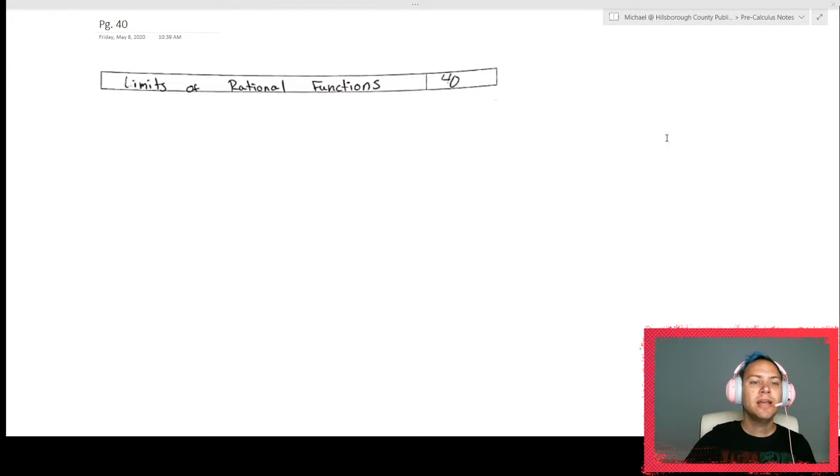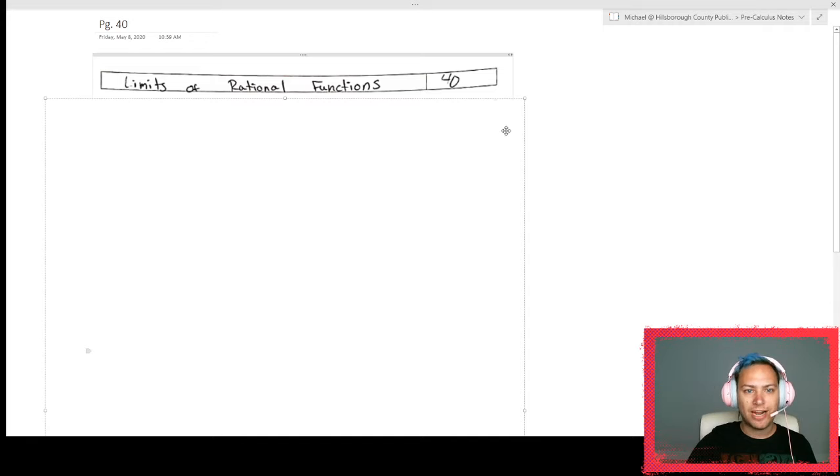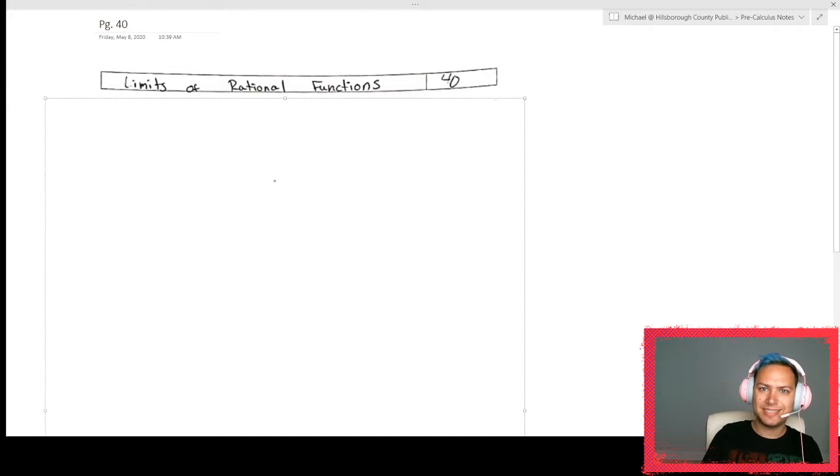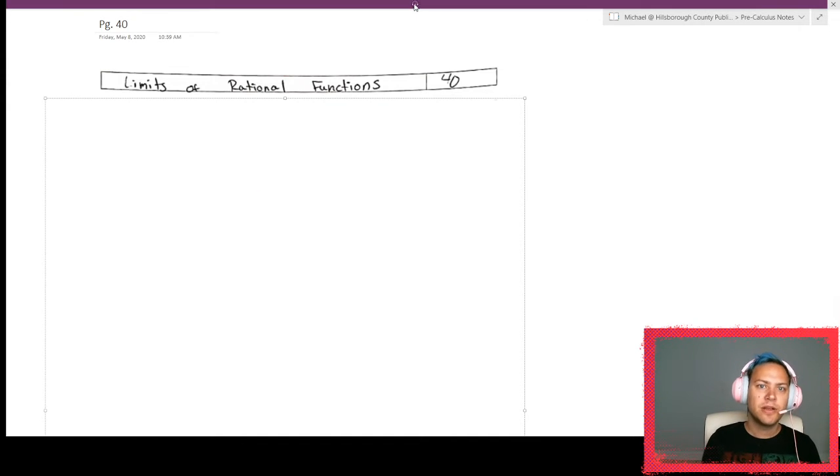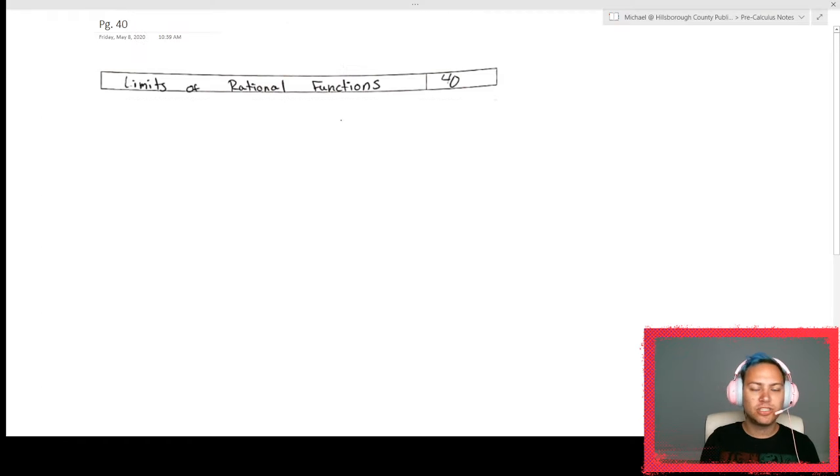All right, so page 40, we're talking about limits of rational functions. Like I said, let me take a quick aside here before we even get into these notes. Something that I felt like was going to be too busy, so I didn't put it in here. If you want to write this somewhere, you can. But it's talking about the limit as x approaches infinity.